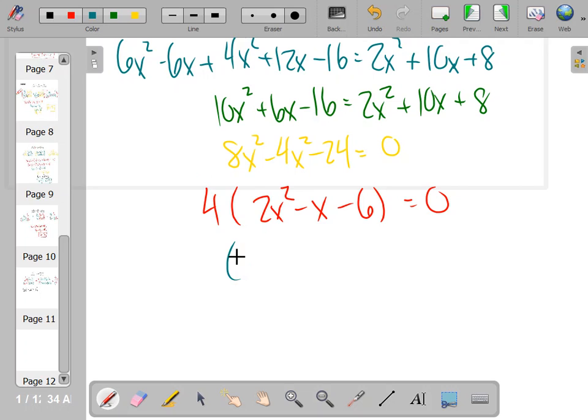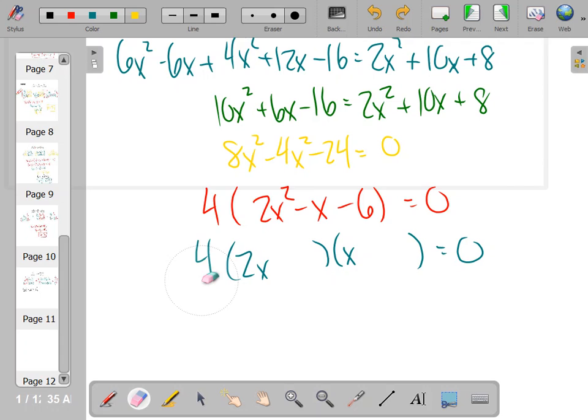So I have to split the middle, or I'm going to try and guess and check because 2 is prime. I need numbers that multiply to negative 12 and add to negative 1. So how can I get a negative 12 and a negative 1? Negative 12 would be 2 and negative 6 and positive 1. That makes 2x squared minus 12. That ain't going to work. Okay, what multiplies to negative 12 and adds to negative 1? Maybe I could try something else.